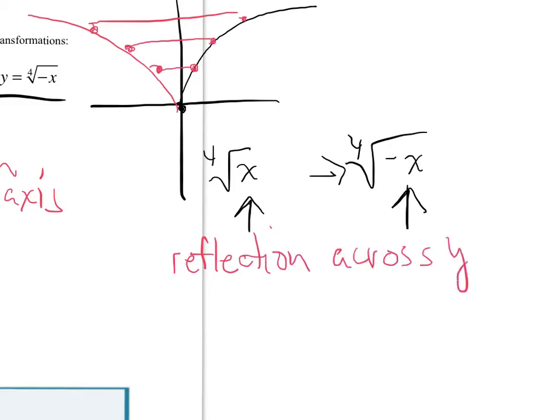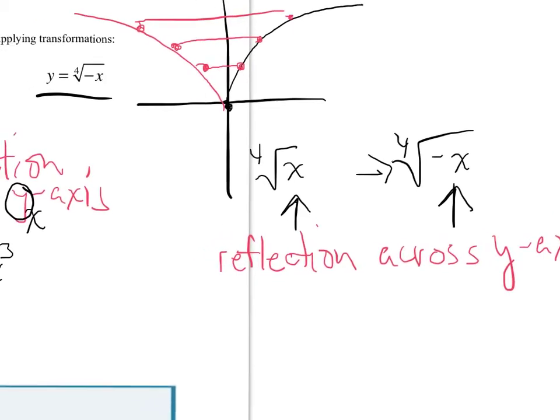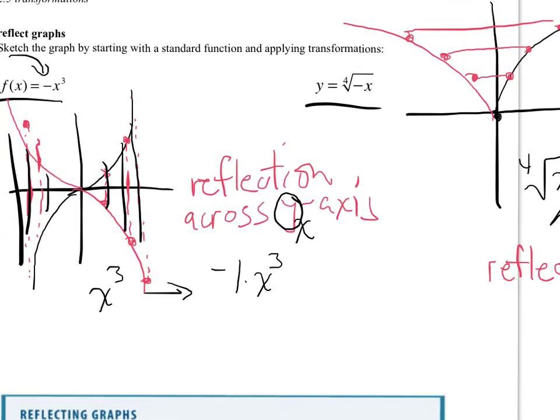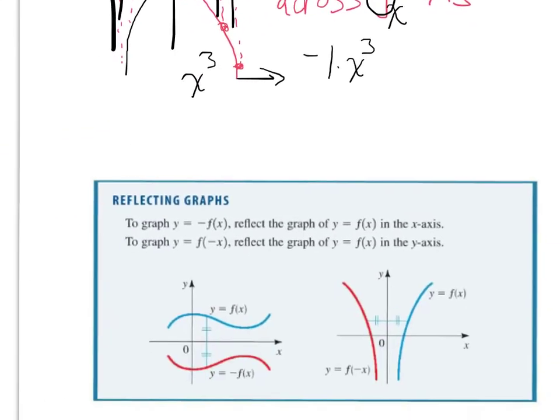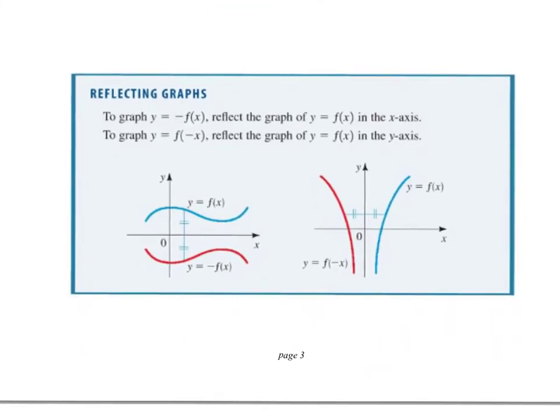Reflection across the y-axis. Just a little rewind and go back. So remember, that's across the y-axis, and this is a reflection across the x-axis. You have your general rule, which you can study.